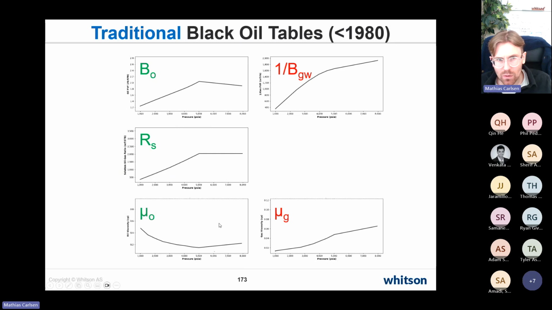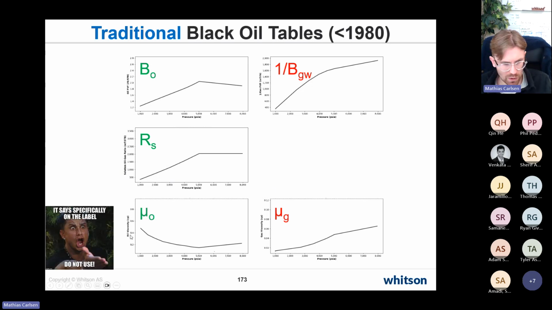Back in the 80s, we usually dealt with what we call traditional black oil tables. They were missing the RV term right here. So when you're asked to use a black oil versus a liquid rich table, the black oil is probably ignoring the RV term that should be here. So never use this. In Whitson Plus we don't even allow you to not use this.